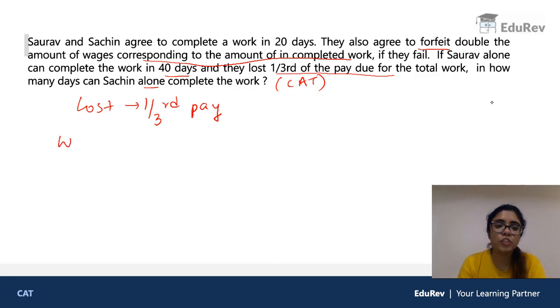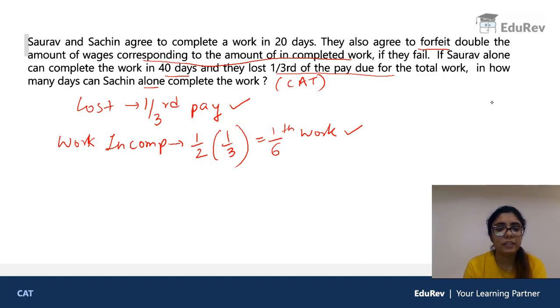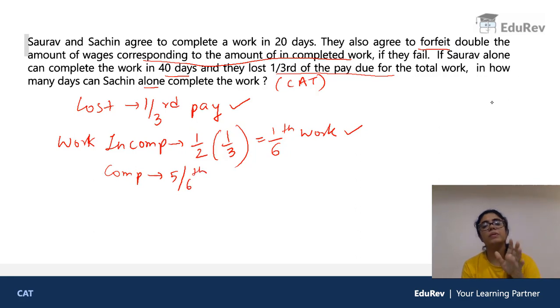So they have lost 1/3 of the pay. So if I ask you how much of the work was incomplete, it was half of 1/3. Half of 1/3 मतलब 1/6 of the work was incomplete. Because देखो, अगर 1/6 incomplete है तो उसका डबल पैसा वो लोग देंगे. 1/6 का डबल will become 1/3 and they have lost 1/3 of the pay. That means the work incomplete was 1/6. If 1/6 of the work was incomplete, the work completed was 5/6. ठीक है, 5/6 of the work was completed.